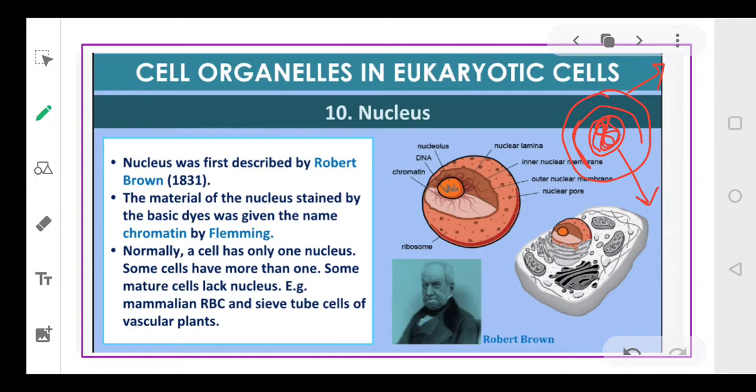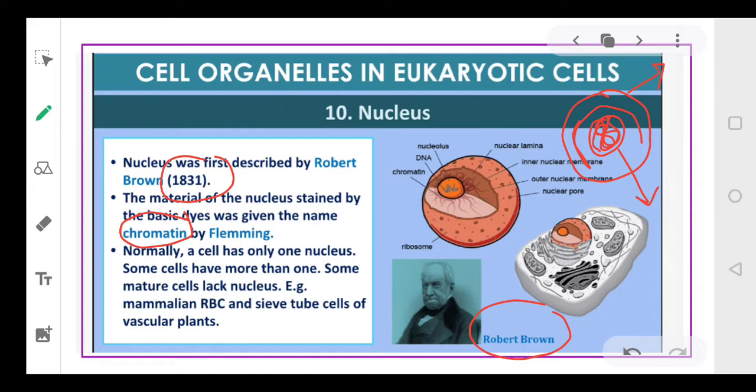Now, have you wondered who discovered this nucleus? Robert Brown. I hope you've heard this name. Robert Brown is a scientist who described the nucleus in 1831. So the credit for discovering the nucleus goes to Robert Brown. Along with this, there was another scientist named Fleming. He identified that the material of the nucleus gets stained by basic dyes, and thus it was given the name chromatin. So we can say that inside the nucleus the chromatin is present.